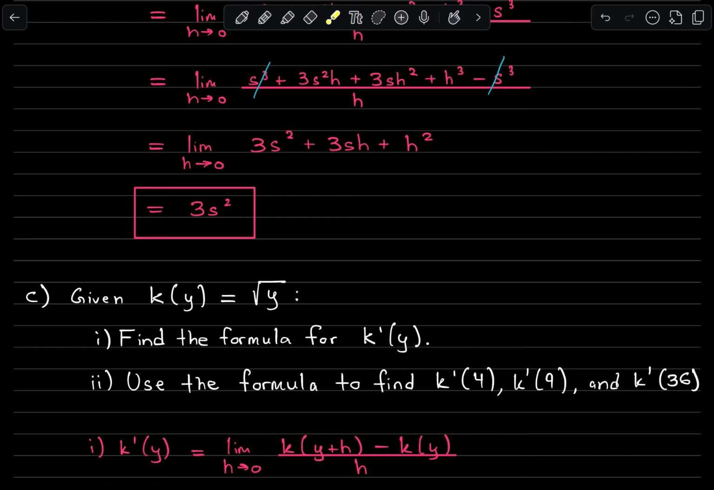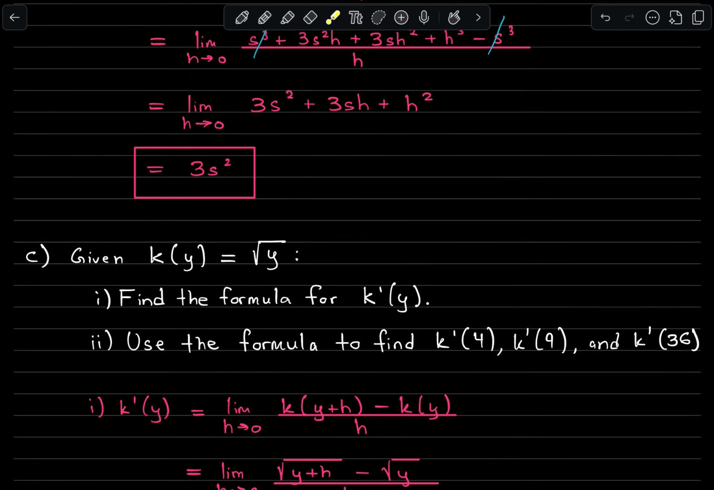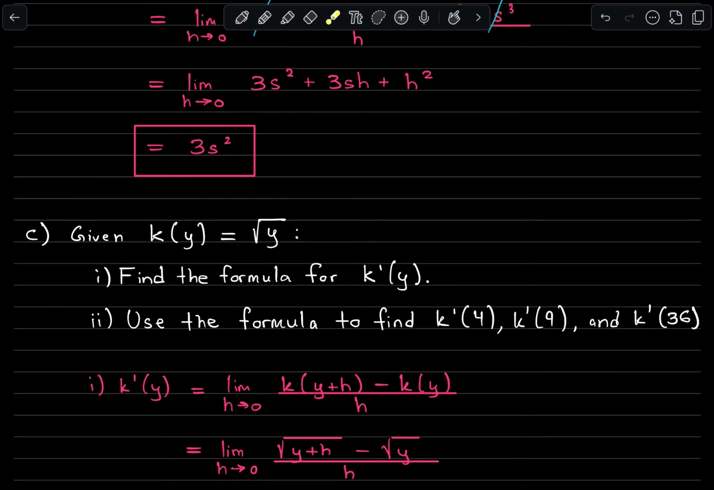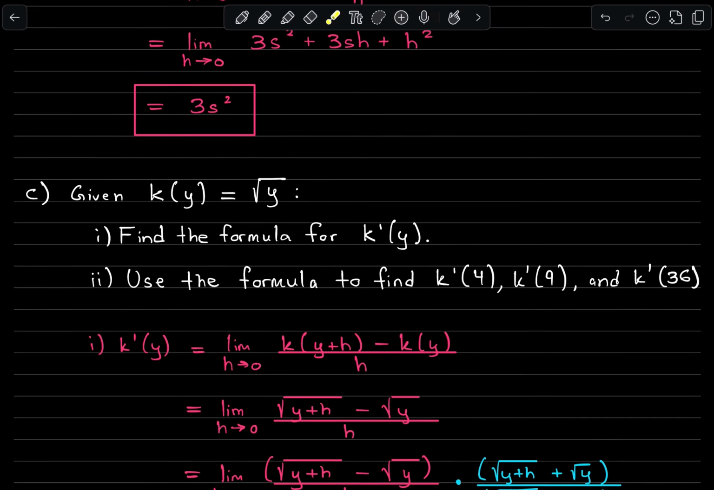We've got our formula, same as always. Now here, we're going to be plugging in y plus h everywhere we had a y. So because this was square root of y, underneath that square root is now going to go y plus h. Subtract the original function, square root of y, divided by h.